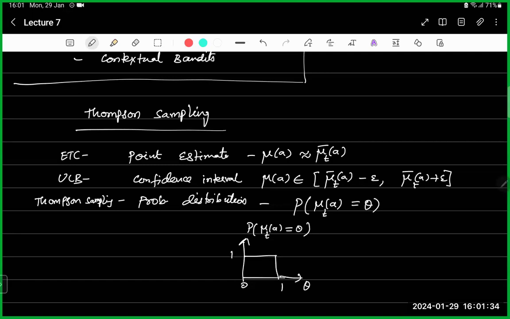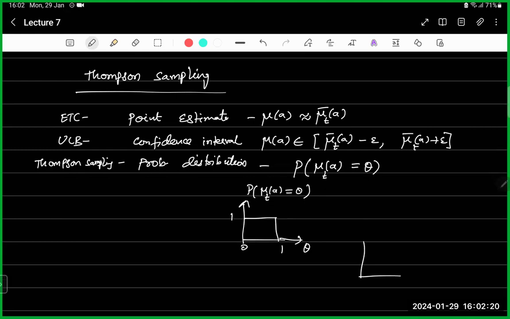Before the start of the game, if I ask you what your belief about the true mean is, I'll just say that everything is equally likely. I don't know much. But after seeing some samples, I will be able to update my belief about the true mean. Let's say it's a Bernoulli bandit. If I see more and more ones, then my distribution will change. Instead of being flat, after some 10 rounds, if I've seen mostly ones and few zeros, my distribution might change something like this. Closer to theta equal to 1, I'll say I'm more confident.